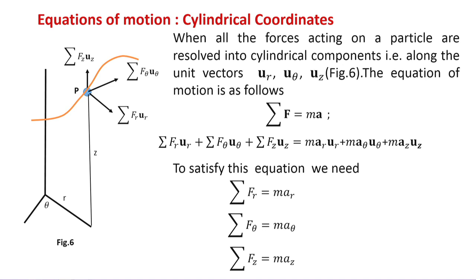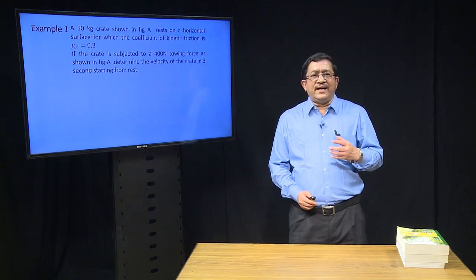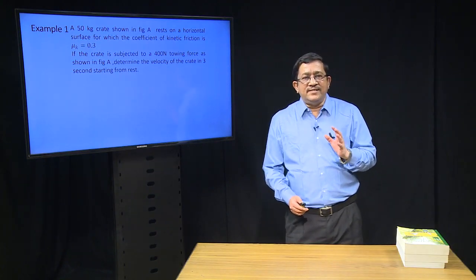Okay. Now let us discuss some examples related to the application of the equation of motion. Suppose a 50 kg crate, shown in figure A, rests on a horizontal surface for which the coefficient of kinetic friction is mu_k equal to 0.3. If the crate is subjected to a 400 Newton towing force as shown in the figure, determine the velocity of the crate in 3 seconds starting from rest. Very good problem, the application of this equation of motion can easily be done.